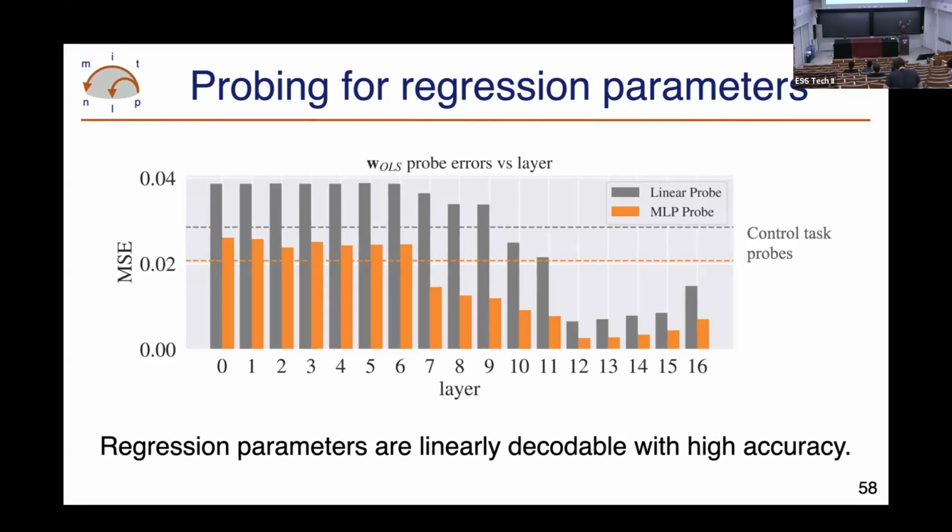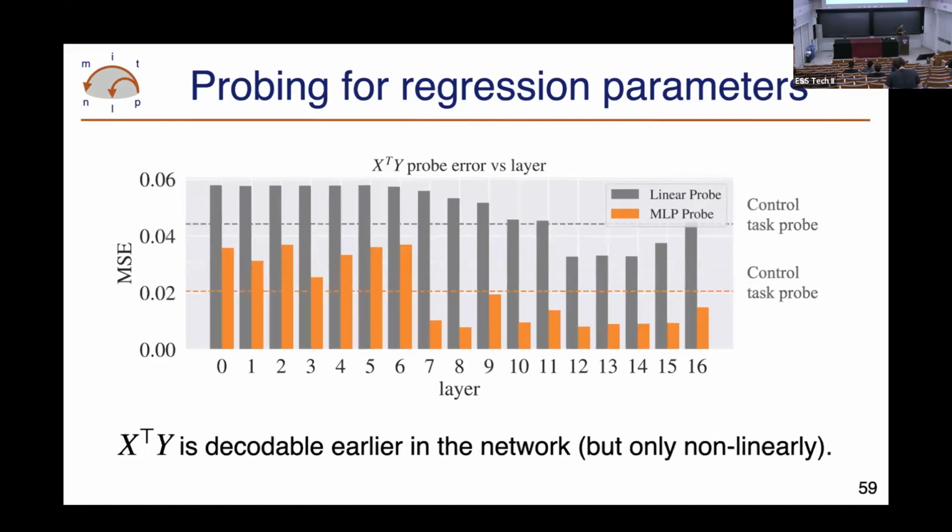And for those, what we're calling control tasks, no matter where you look in the network, you don't acquire the ability to recover W as accurately as we were here. So there is some evidence that, in the course of making the predictions that we were looking at before, our weight vector actually gets encoded by the models that are making these predictions, which is a cool thing to find.